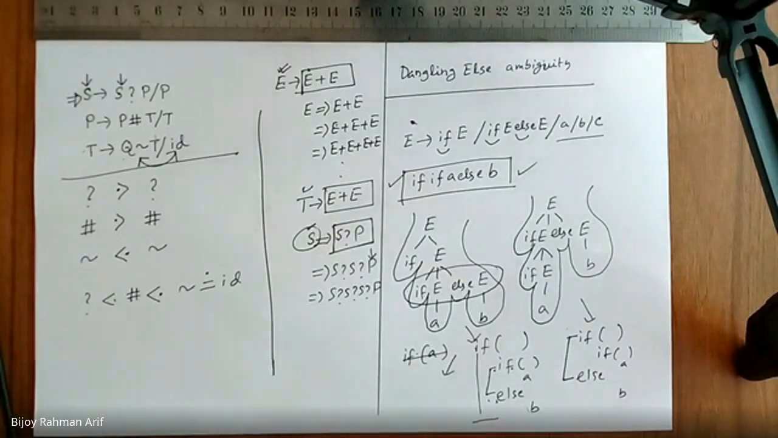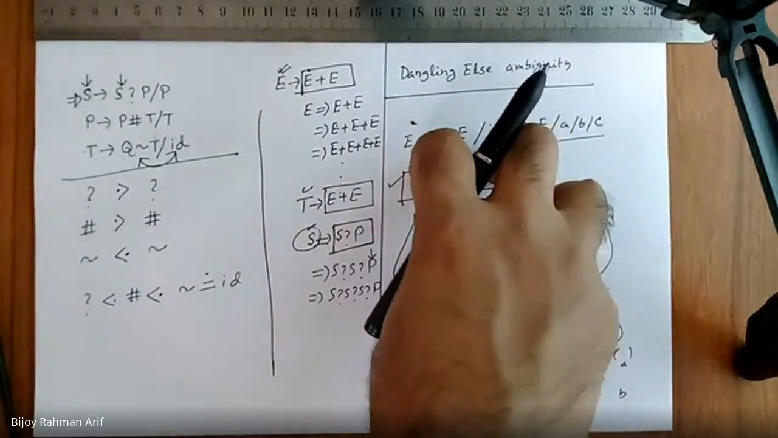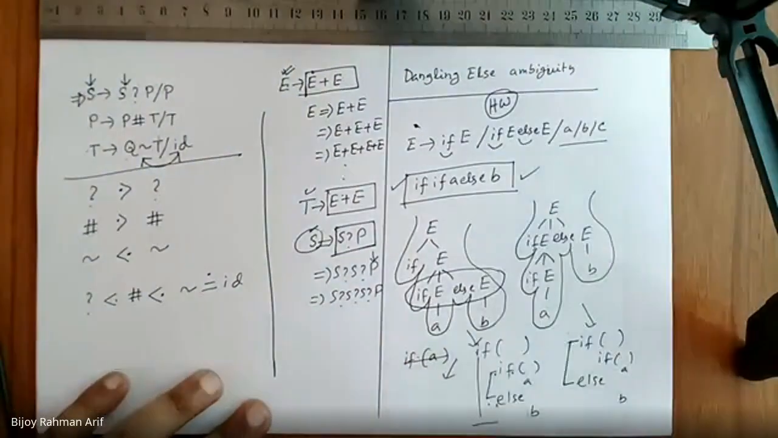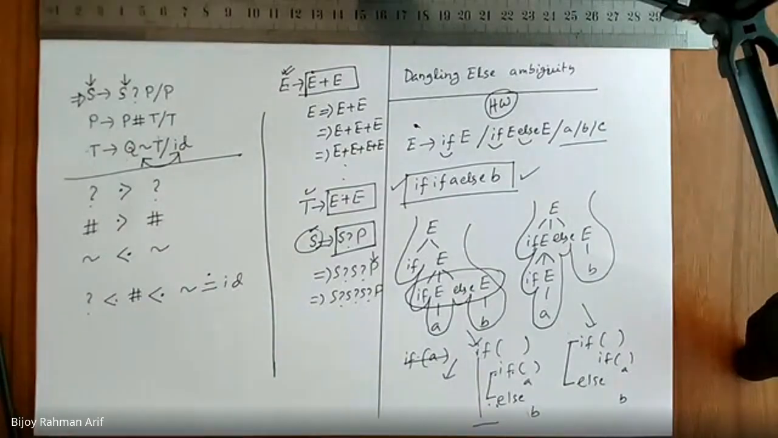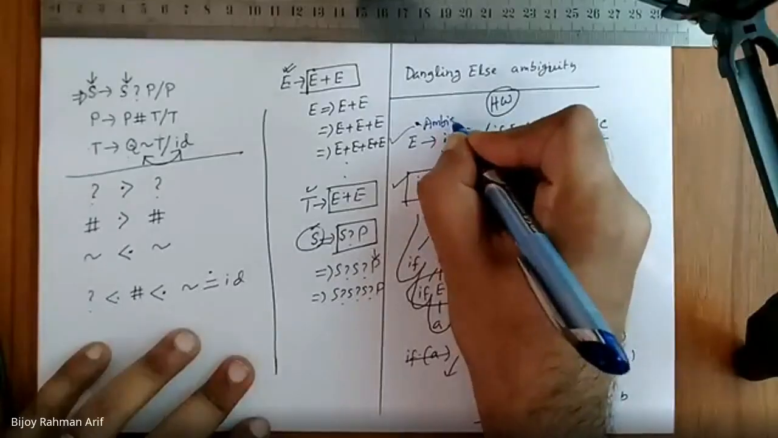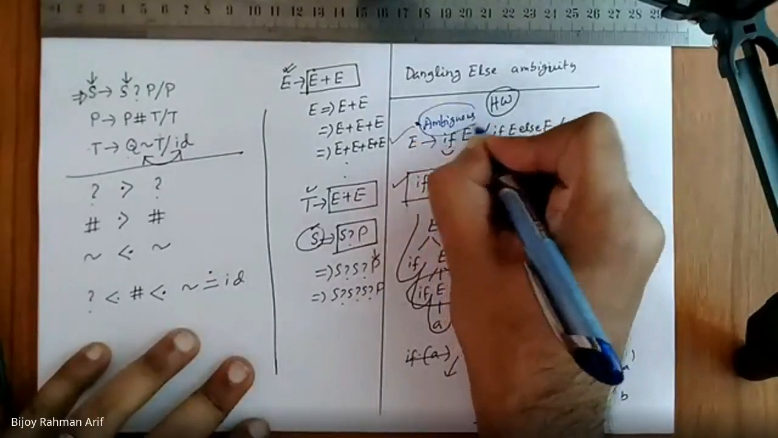We'll stop here today. Next class we'll start again solving this problem, but it is your homework. Go to the Red Dragon book or any dragon book. You'll find this problem, dangling else. You'll try to come up with two solutions, because this grammar is ambiguous.